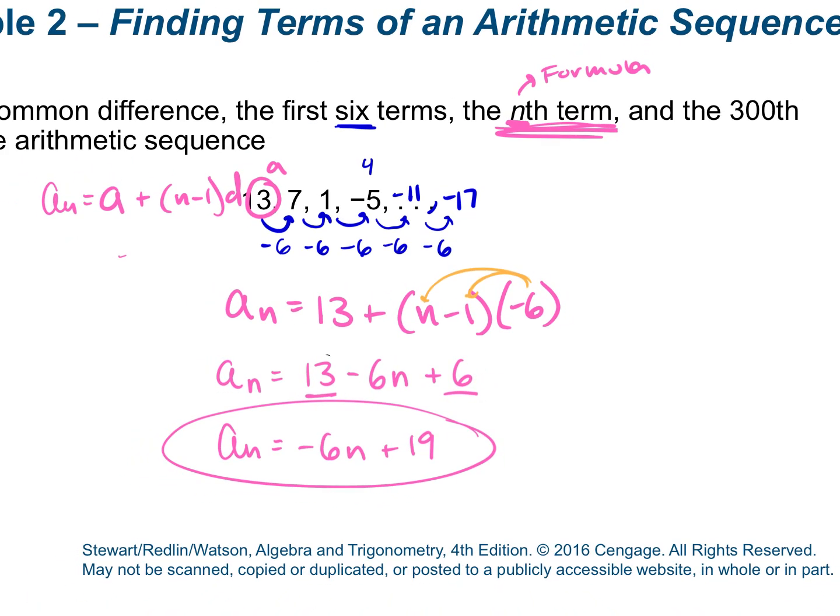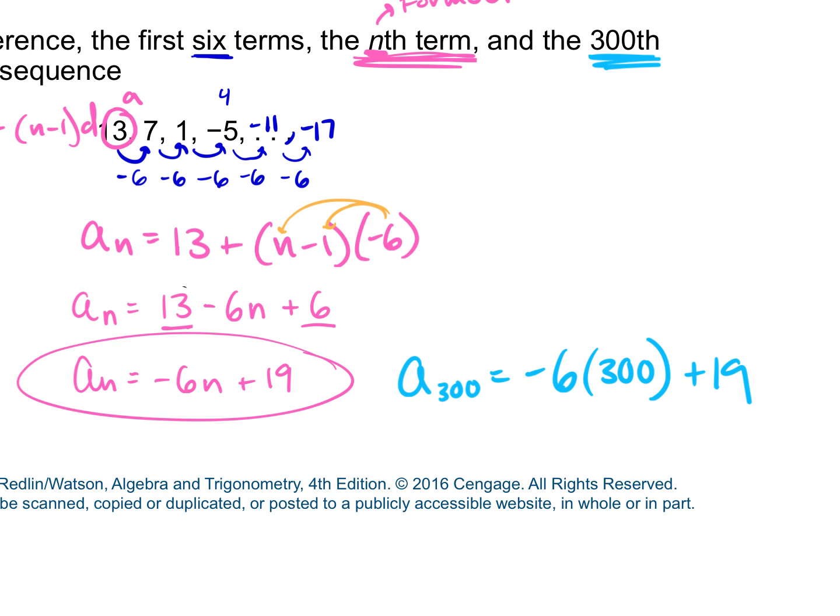Now the last part of this question says find the 300th term. So to find the 300th term, you wouldn't want to just keep subtracting 6 300 times. We want to use the formula. So we plug 300 into the n in our formula because that's the number of the term that we're looking for. So our 300th term is equal to negative 6 times 300 plus 19. So we can just put this in our calculator. So our 300th term would be negative 1,781.